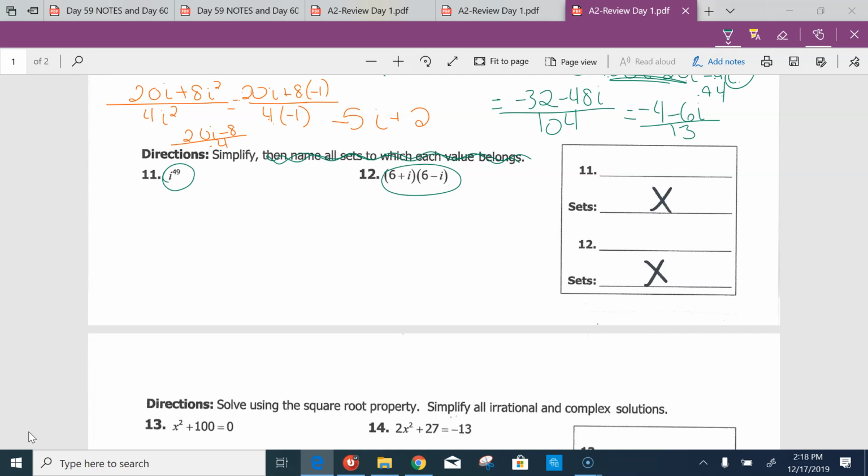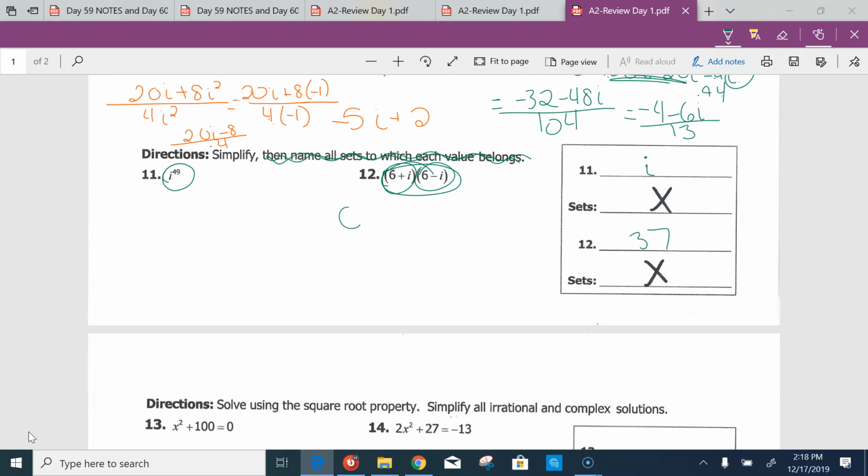FOIL those and see what you get. I can tell you right now, for number 11, if you did it right, you should just get an i. And for number 12, your answer should end up being 37. When you multiply an imaginary number times its conjugate, you always end up with a whole number.